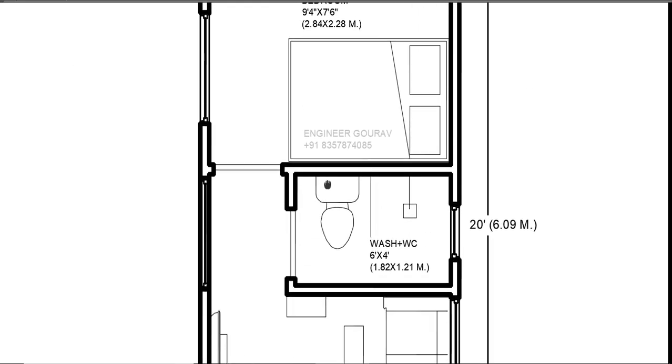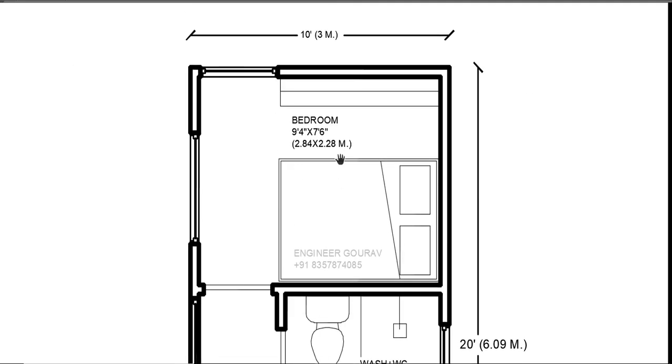If we go inside, so we have a bedroom here. You can see here the bed arrangement and wardrobe arrangement and two large size window for ventilation and light purpose of this room. So this is the floor plan of the house you are watching on the screen.